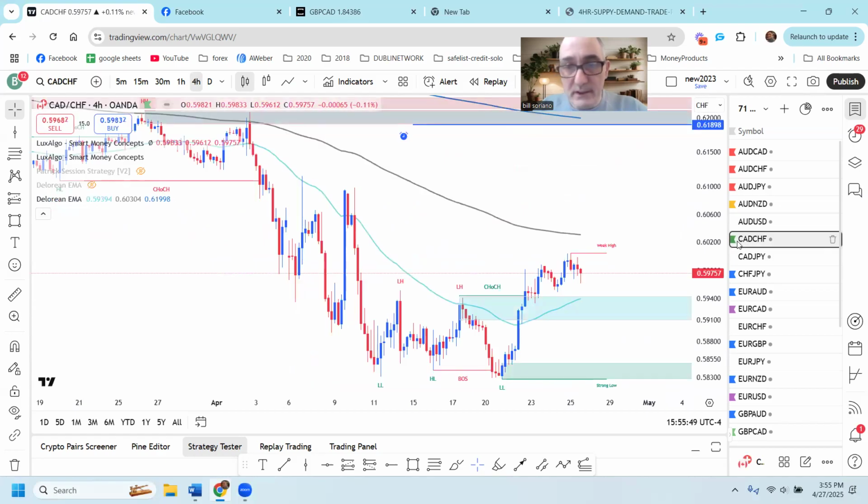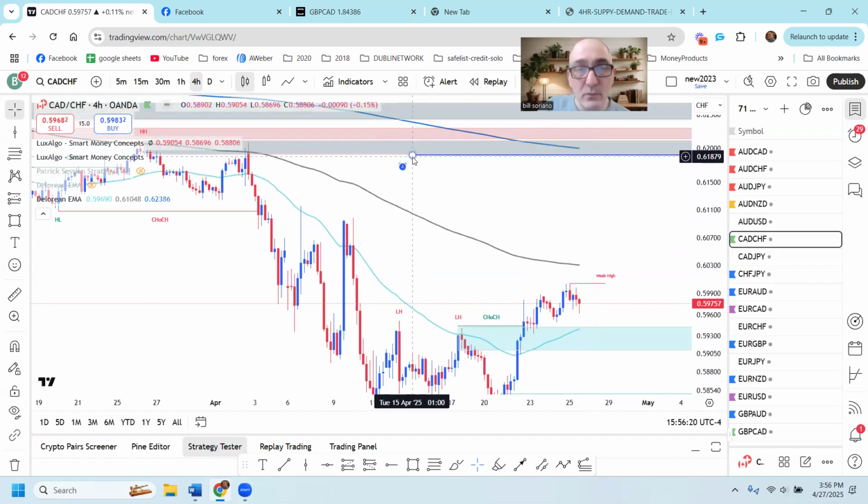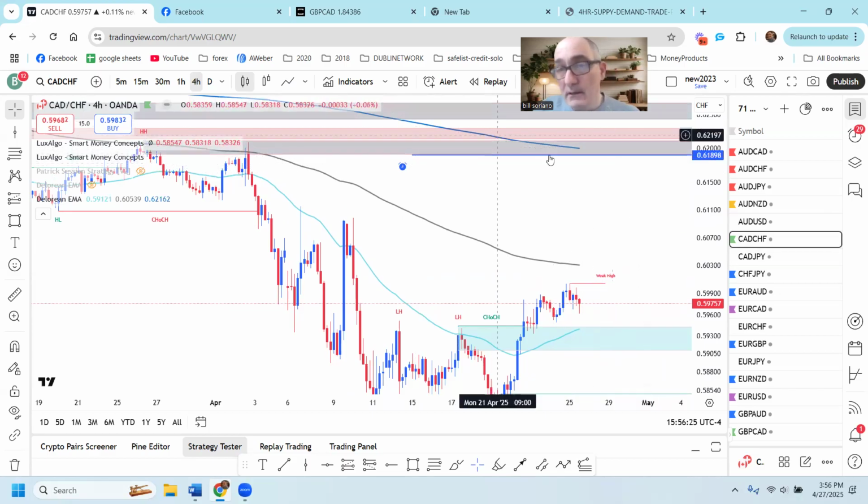CAD CHF is one that had hit this 4-hour zone right here. As you could see, it actually went off because price went through it. So this one here, we will have to reevaluate what to do with it. Right now we just have the green flag on there because the zone was hit, but it seems like this 4-hour zone is invalidated. And actually, we do have an alert all the way up here at the next supply zone, which is right now the 800 EMA is kind of going through there.